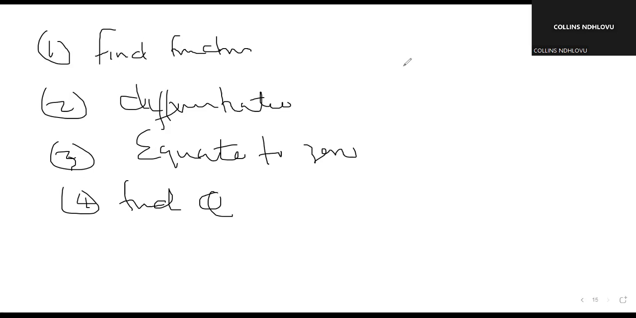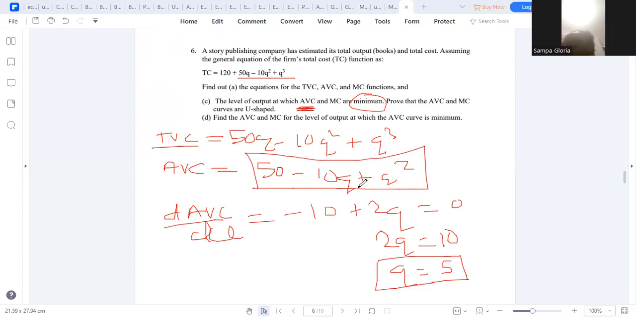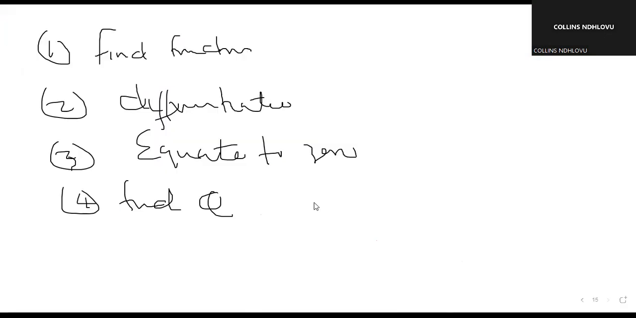So this question is asking us to minimize which function? The average variable cost. So are we clear now? We found the average variable cost here: 50 minus 10Q plus Q squared. Are we together? Yes. So this is step 1. 50 minus 10Q plus Q squared.